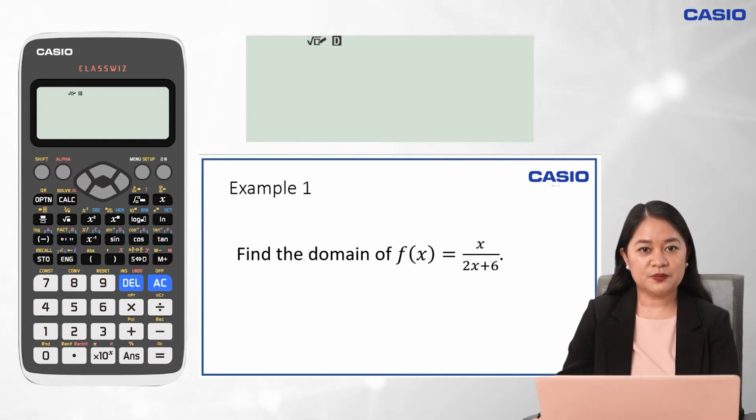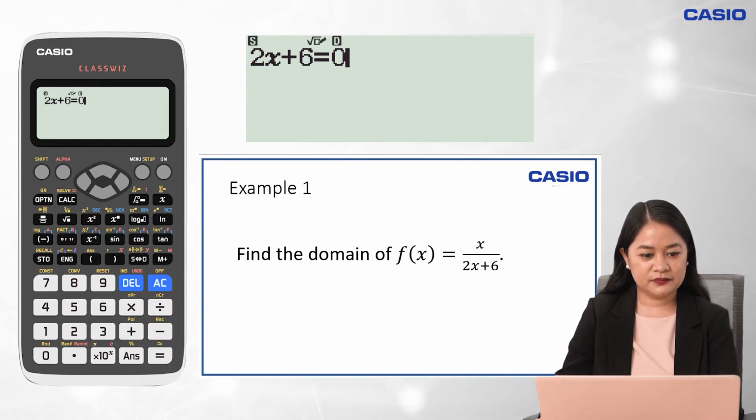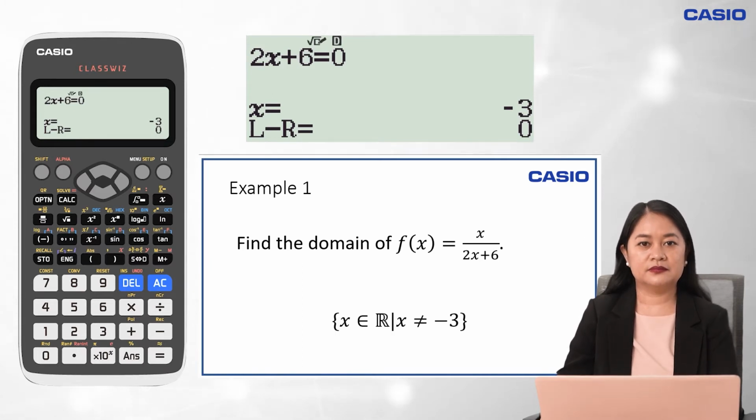Then we input 2x plus 6. Then we press Alpha and Calc to place an equal symbol on the screen and then press 0. To automatically compute for x of this equation, press Shift, Calc, and Equal buttons. So the domain of f is the set of real numbers except -3.